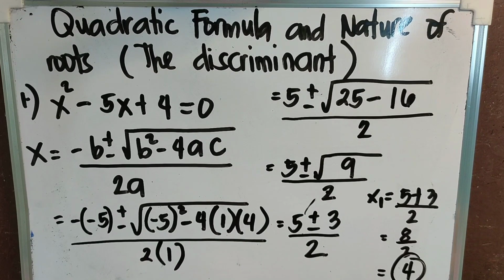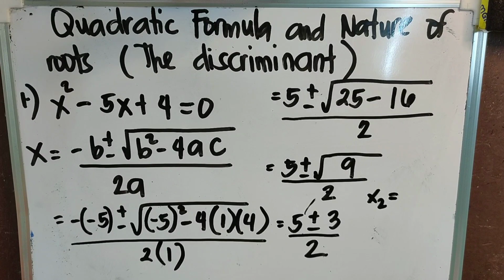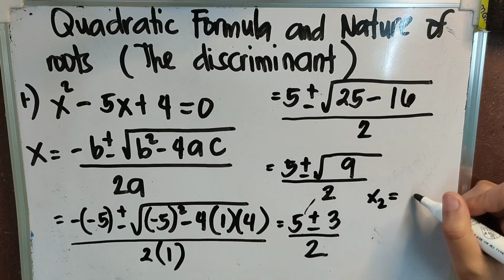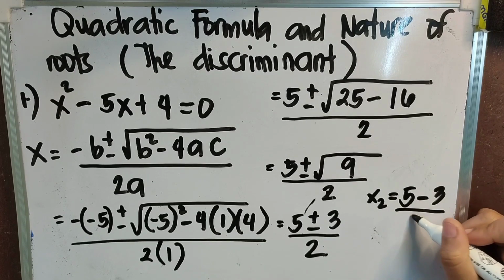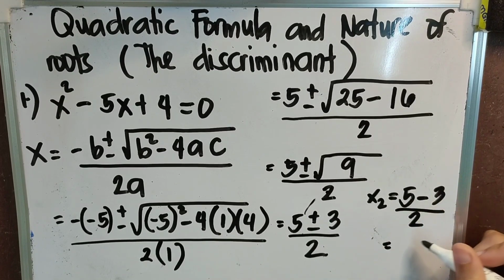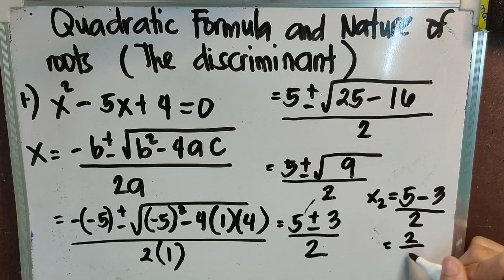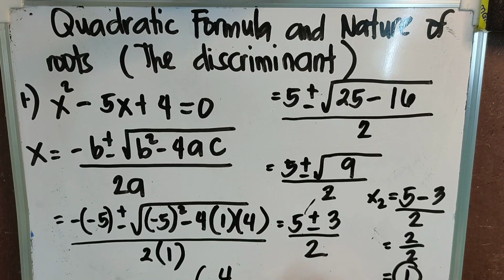And your x sub 2 is 5 minus 3 over 2. 5 minus 3, the answer is 2 over 2. So your final answer is 1. Okay, your solution set is 4 and 1.